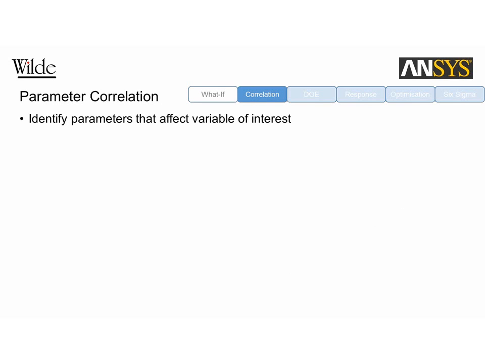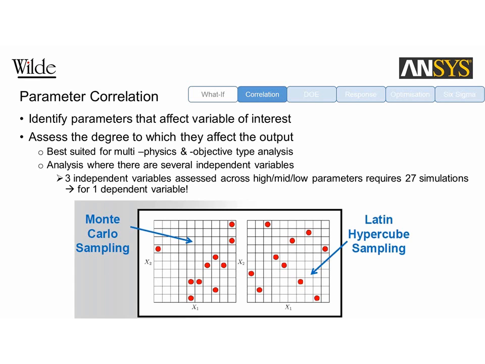What parameter correlation does basically is it asks the users to specify a whole range of input parameters, and it spits out the variables of interest by ranking. So it's best suited for multi-physics or multi-objective analyses. Let's take a simple example where you have 3 independent variables, and they can vary from low, high, and a middle value.